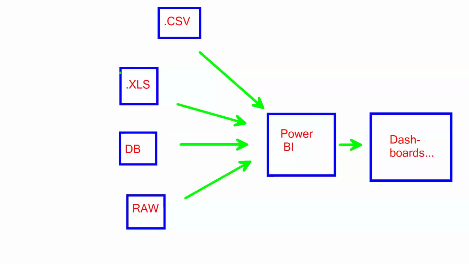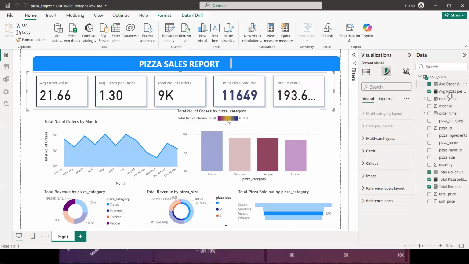We have data in different formats. This data could be in the form of CSV files, Excel files, or a database, raw data. So you can get this data and prepare dashboards in Power BI. In this example, what we did was gather this data in different Excel format.